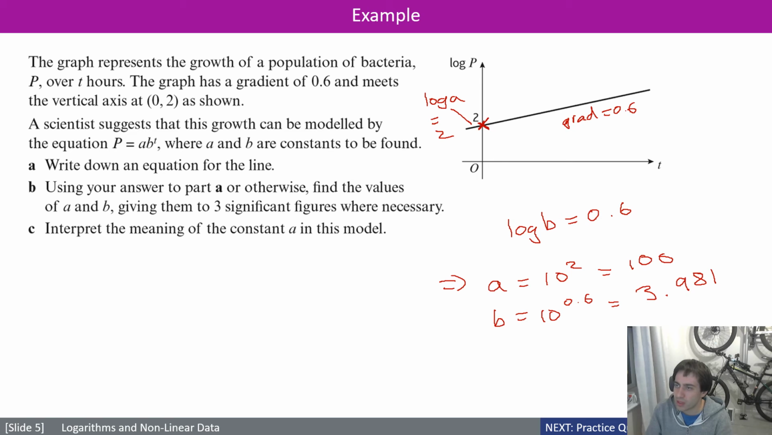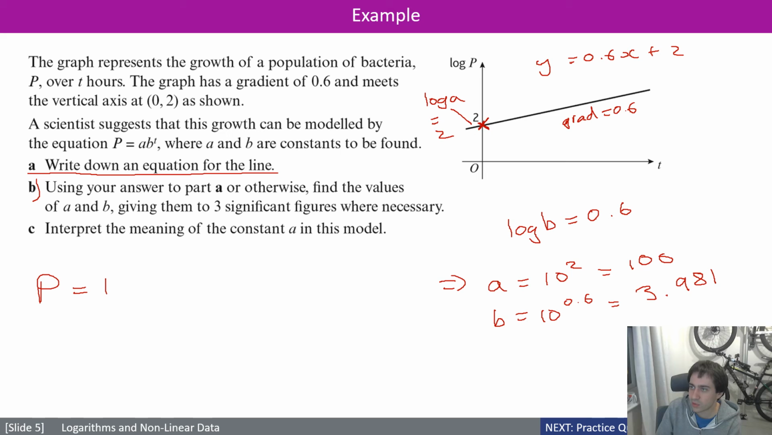I'm doing part B here, which is far more sensible. Part A is sort of child's play. We know how to do that. Y equals mx plus c. So now that we have this a and b value, let's plug it in. So we've got capital P equals 100 times the base to the power of t. Okay, and then you've got your invisible times sign there. And that's it. We've created the model from being able to look at that straight line.